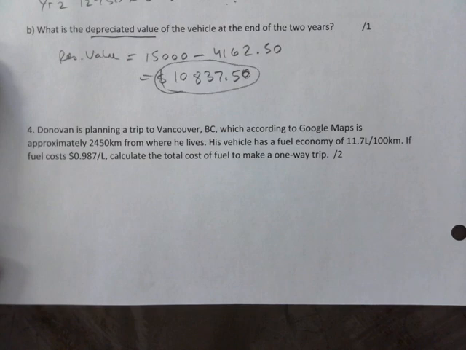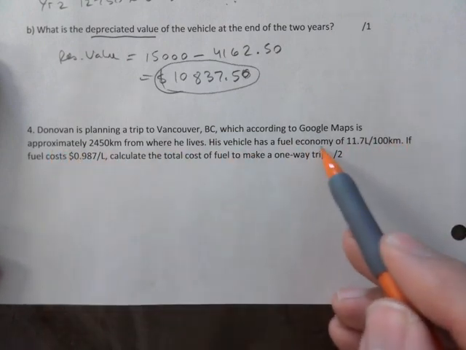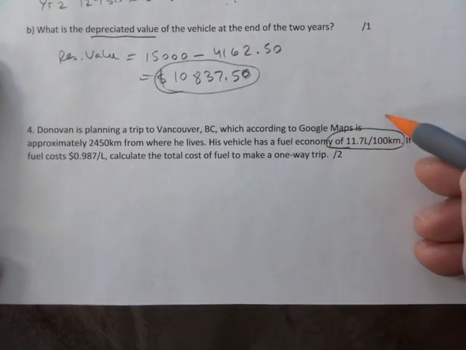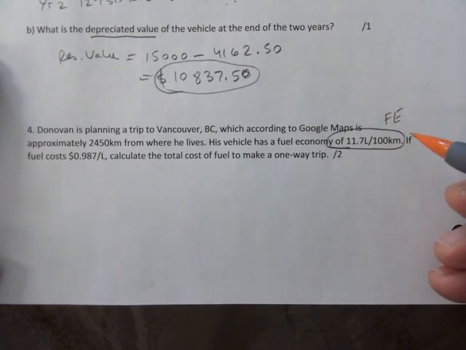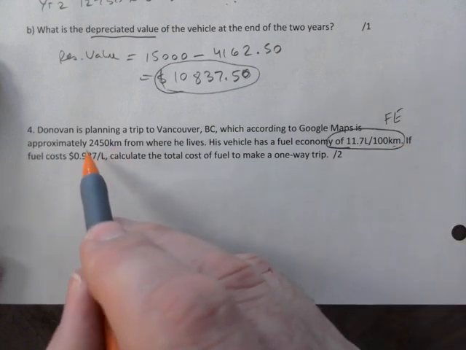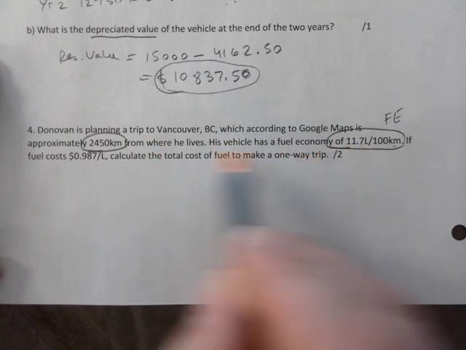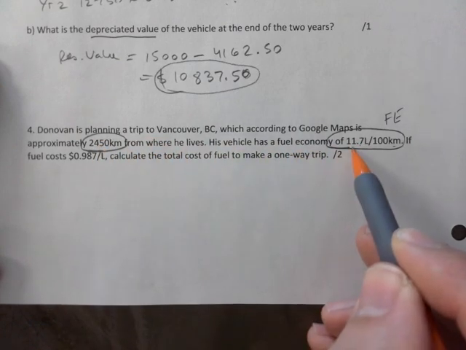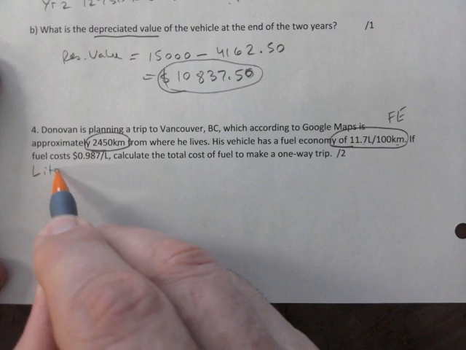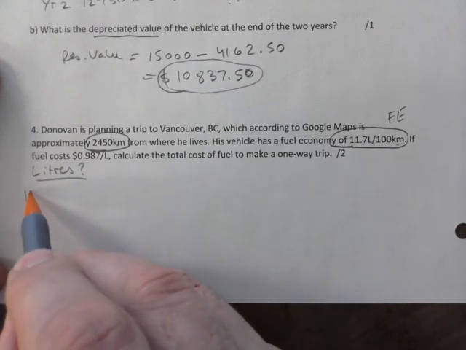Anyways, for the test, moving forward, when you have a question with fuel economy, right, this is gold, right? This is what we call fuel economy. You're going to have to use that. It tells you how many liters you use for 100 kilometers traveled, right? You're planning a trip that is this far. So you need to use this to figure out how many liters, right? So that should be your first step. Like, hey, how many liters will I need for that trip?